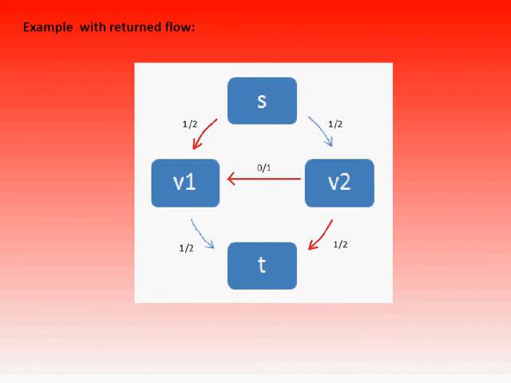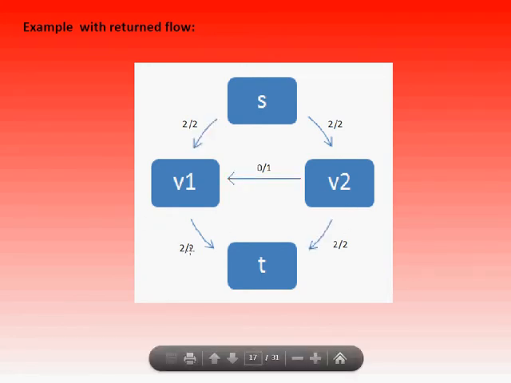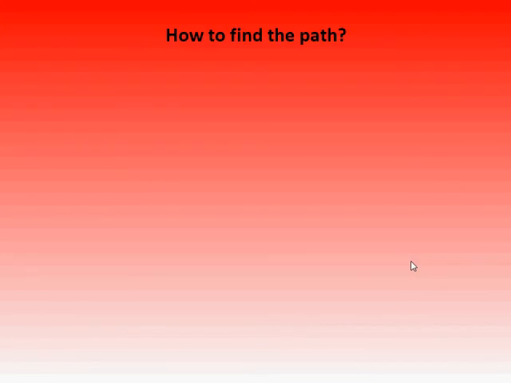Then we look for another path. We update the flow. Another path. Update the flow. And it's the end. So we also have a maximum flow equal to 4 in this case. There is the obvious question of how to find the path. There are many ways to do that.